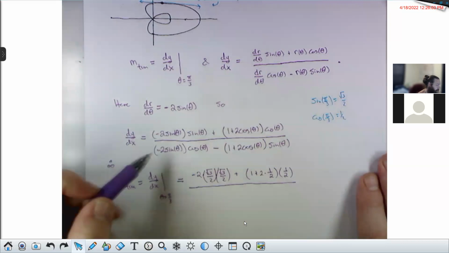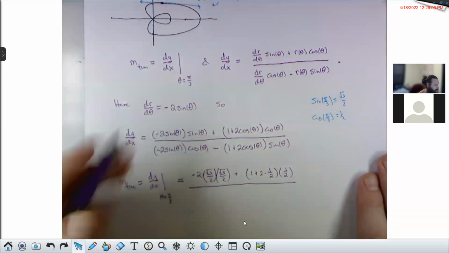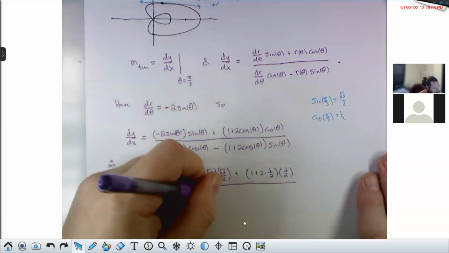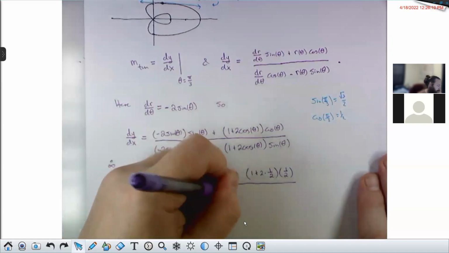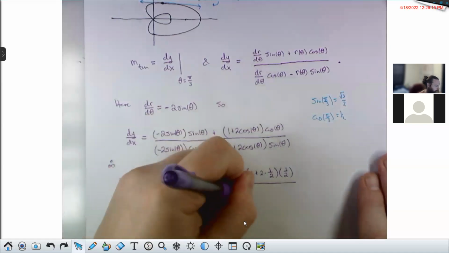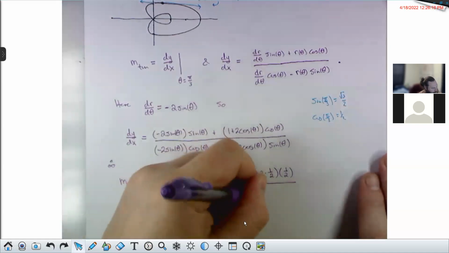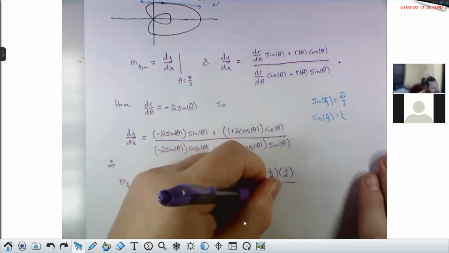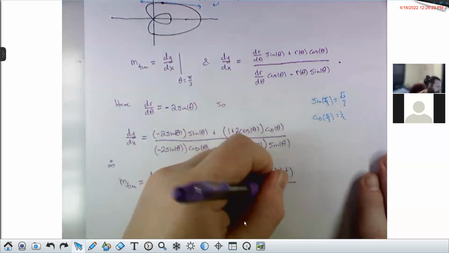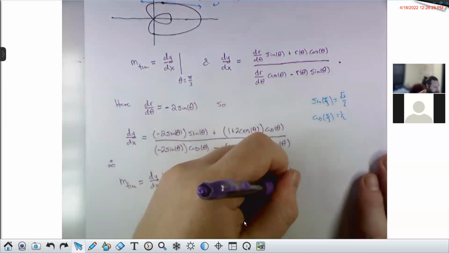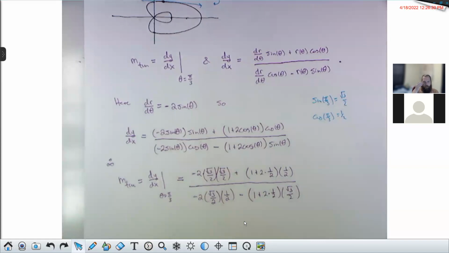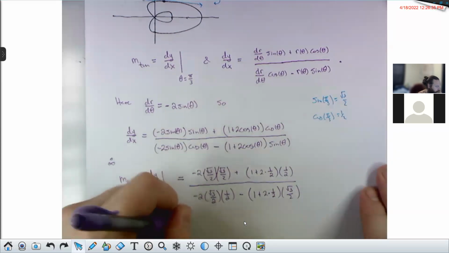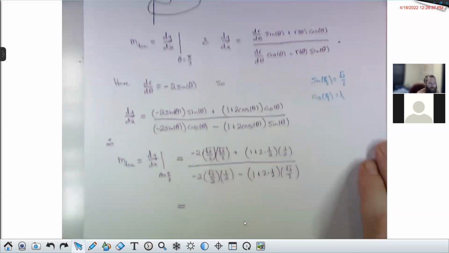Divided by negative 2 times sine theta times cos theta. That's negative 2 times sine pi over 3 root 2 times cos of pi over 3 minus parentheses 1 plus 2 times cos of pi over 3 is 1/2 times the sine of pi over 3. It's messy, sure, but we can deal with it. It's not that bad. We're Calc 2 students. You guys made it all the way through Calc 2. This is the end. You can do arithmetic.